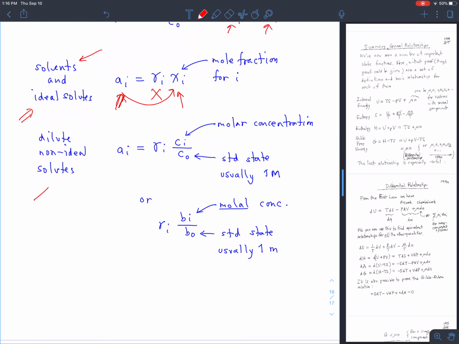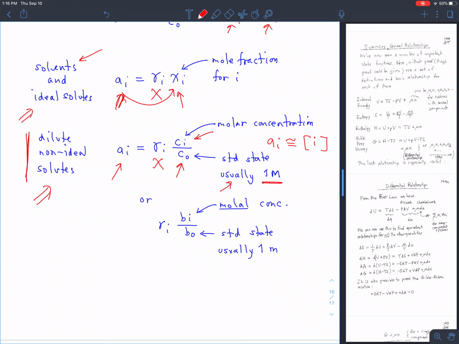Finally, the most common case, this is the case that's used 90% of the time. The activity for a dilute, non-ideal solute is usually, again, ignoring the activity coefficient here, just a concentration divided by a standard state concentration. The standard state concentration is usually 1 molar, which means that the activity is essentially the same thing as the molar concentration of whatever chemical species we're talking about.